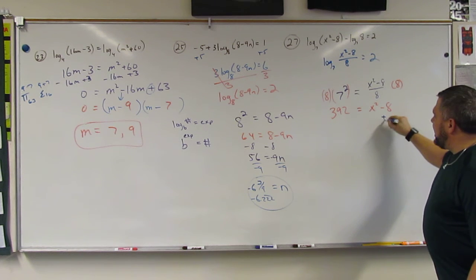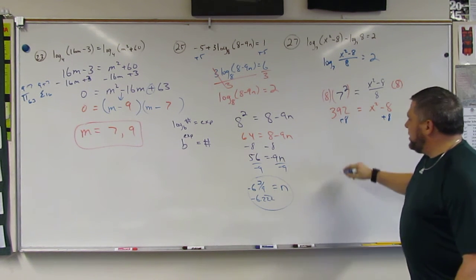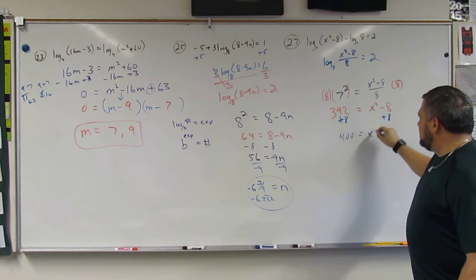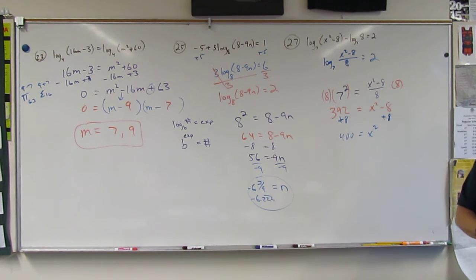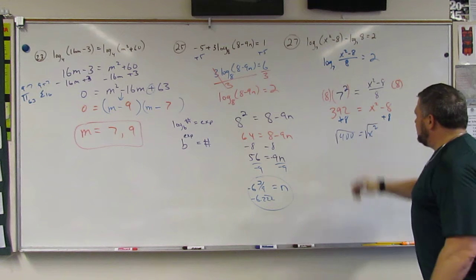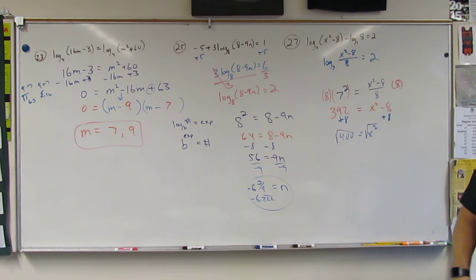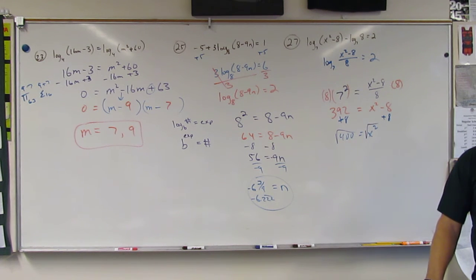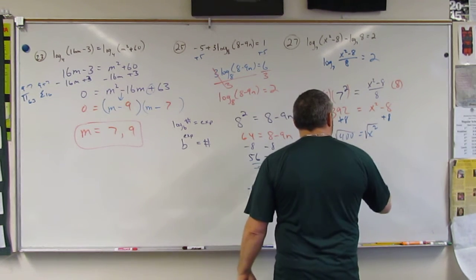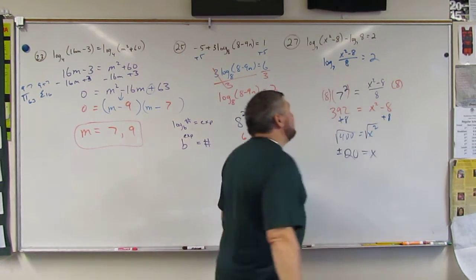Now we're going to add 8. What do we get? 400. Then what are we going to do? Square root it. What's the square root of 400? 20.